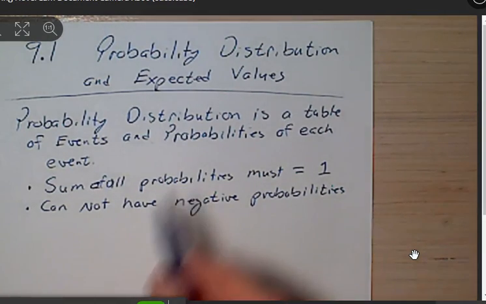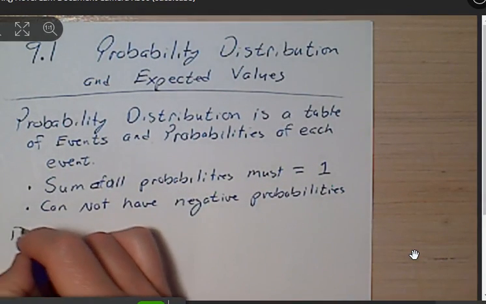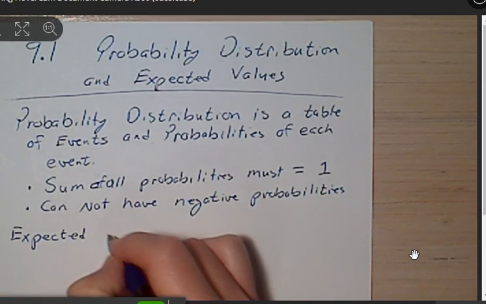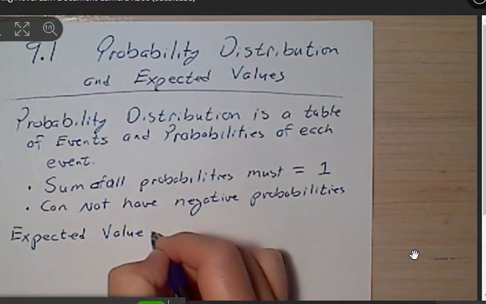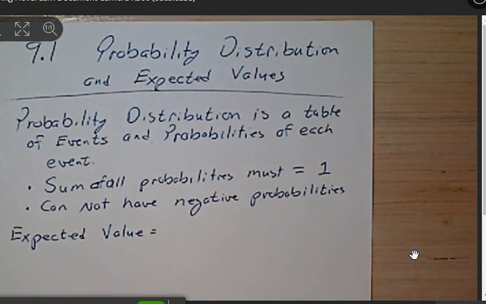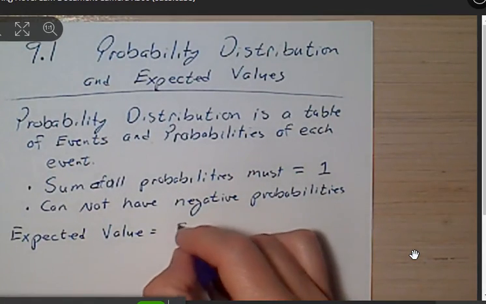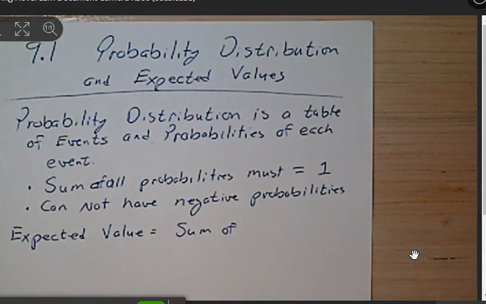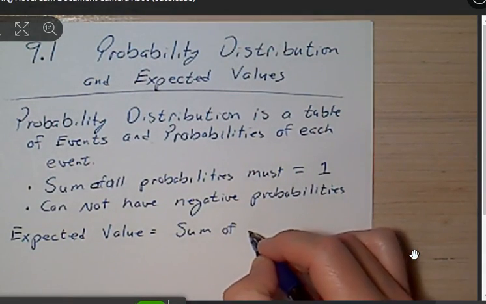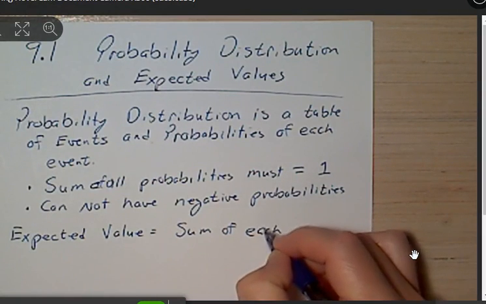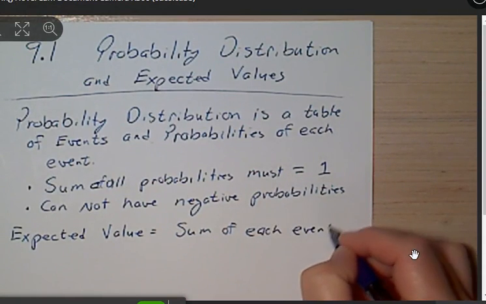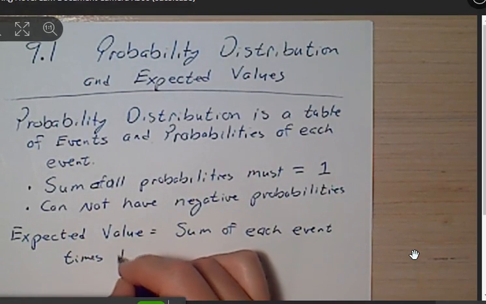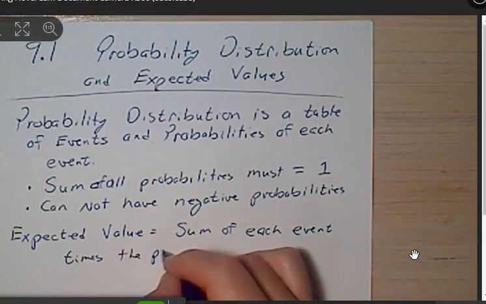And the other thing they're going to talk about, which is the last part there, is the expected value. Basically, the expected value is the sum of each event times the probability of the event happening.